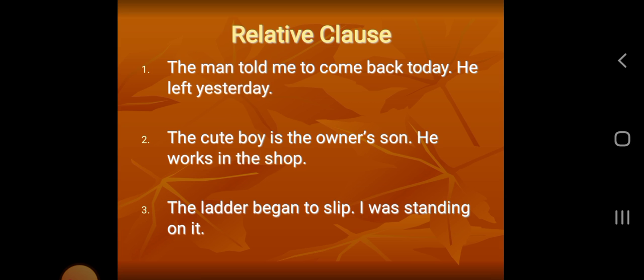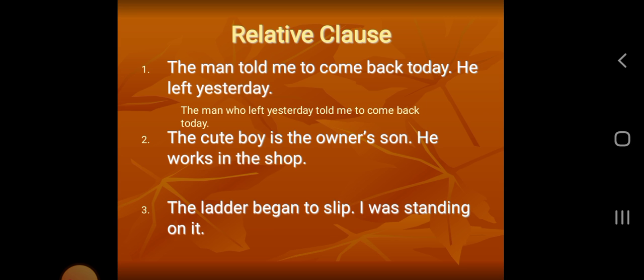The man told me to come back today. He left yesterday. The man who told me... no, the man who left yesterday told me to come back today. The man who left yesterday told me to come back what today.